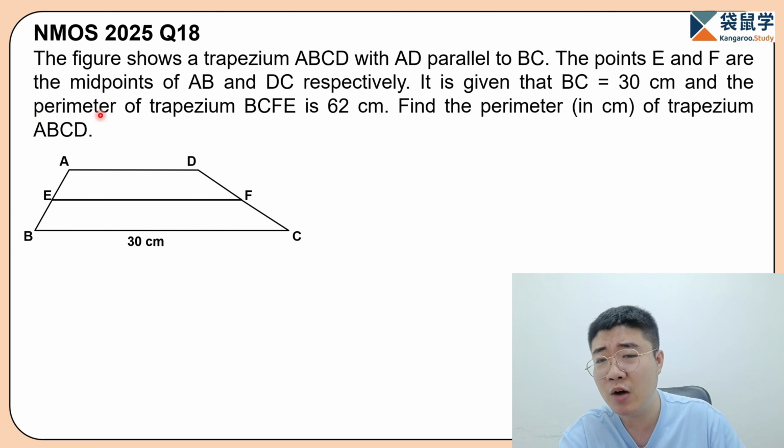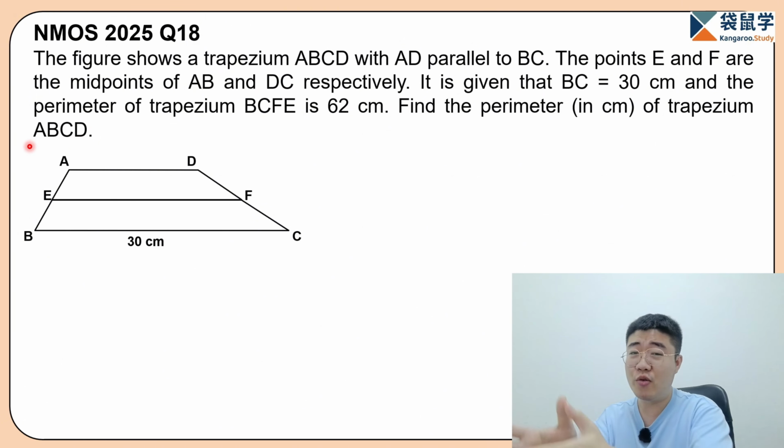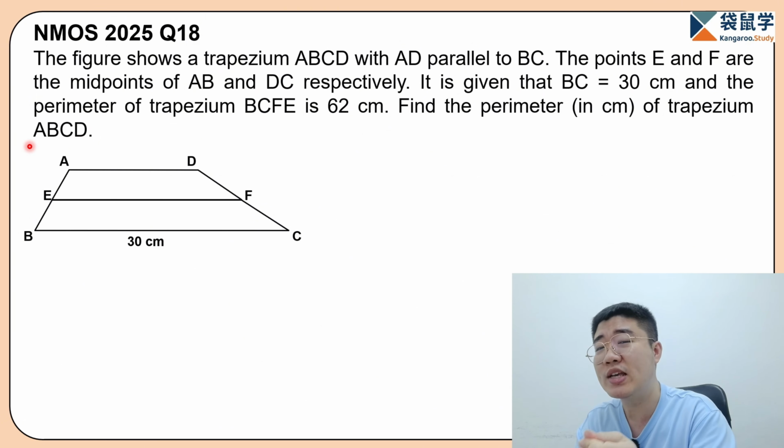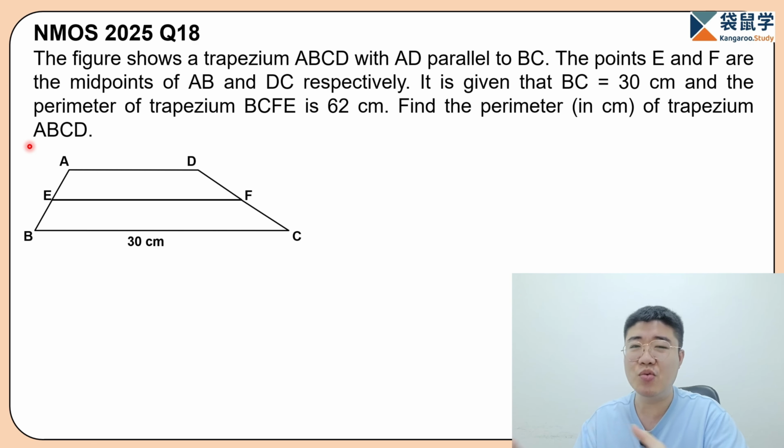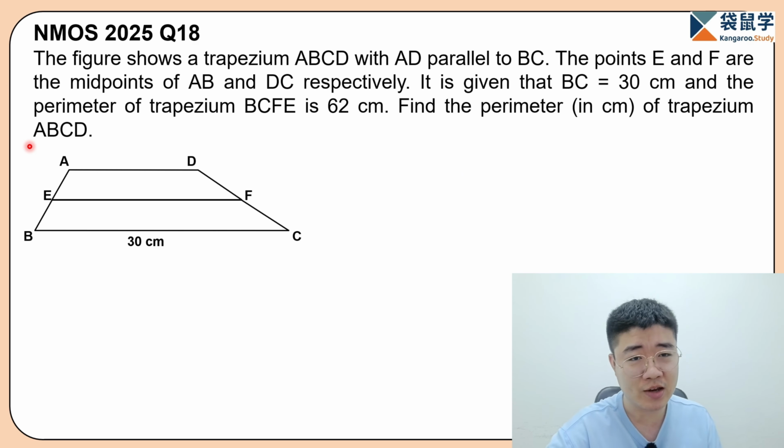And the perimeter of trapezium BCFE is 62 cm. So we can locate BCFE, this trapezium. So they are asking us to find the perimeter of trapezium ABCD. So first of all, we have to keep a good habit. We always underline the keywords. So let's see what the key information in this question is.